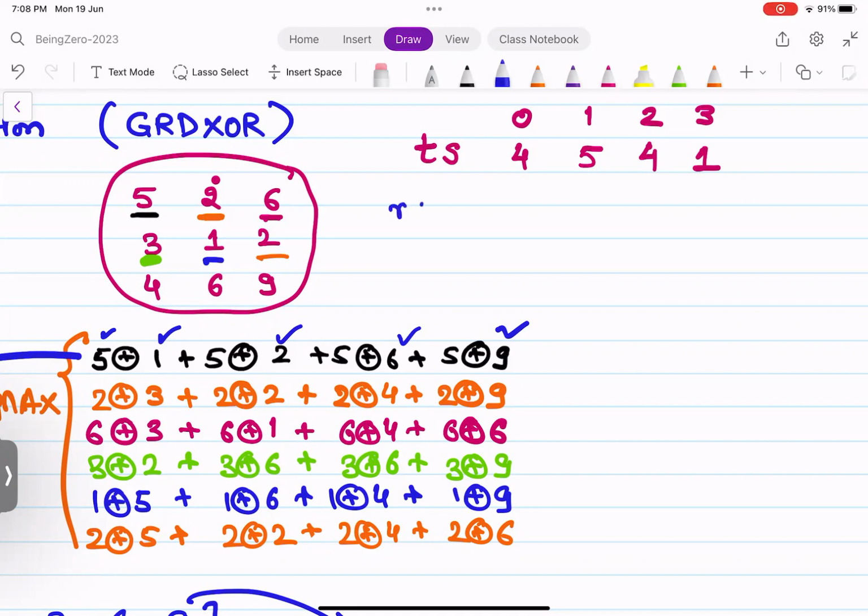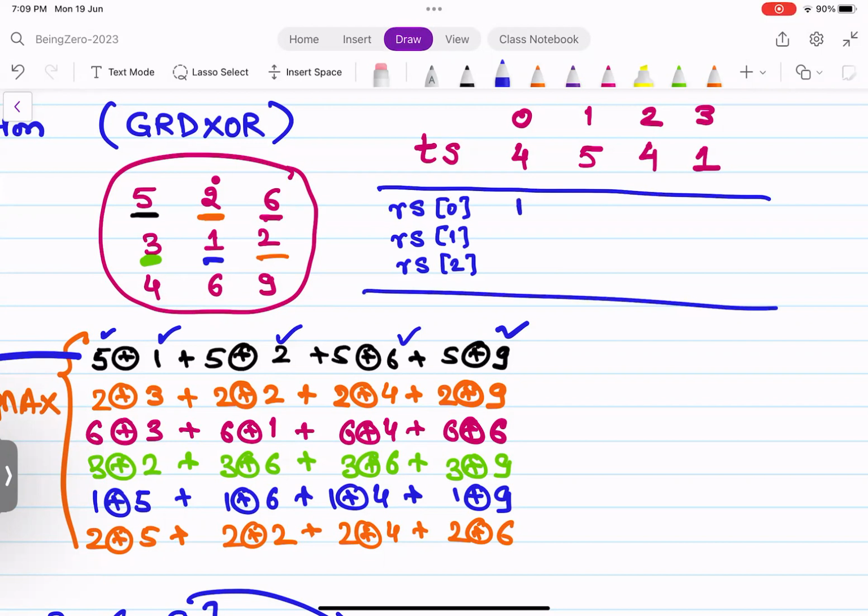For every row number, 0, how many numbers have the 0th bit set? Row 1, how many set? Row 2, how many set? There are only 3 rows, so 0, 1, 2. In row 0, tell me how many numbers have the 0th bit set? In row 0, only one number. In row 1, two numbers. In row 2, only one number. Okay, same way, let's go to the first bit.